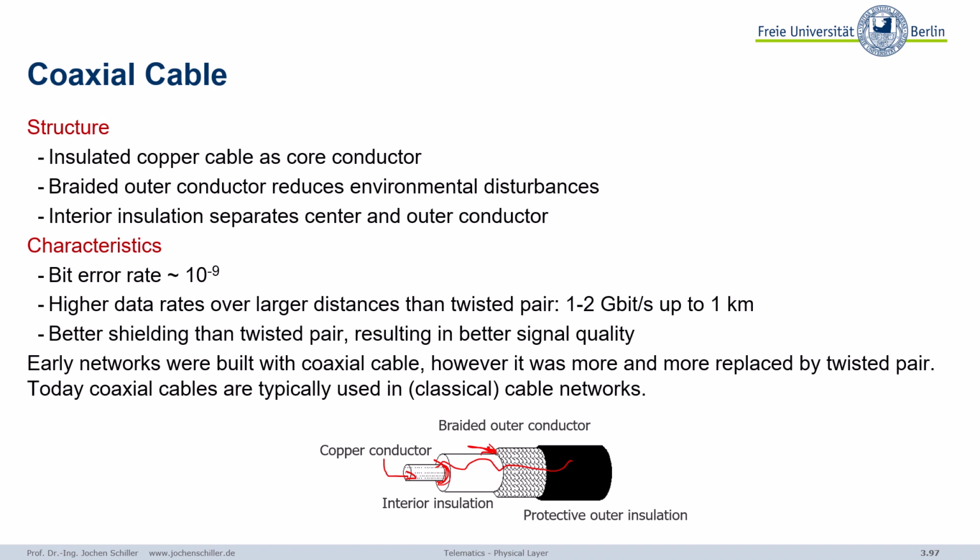Quite good when it comes to bit error rate, and we have some gigabit per second up to a kilometer, and this is why the cable distribution systems can use this, for example. Yes, fiber is always better, but that's also one way of doing this. Better shielding compared to twisted pair, better signal quality. And early networks used this coax cable also for LAN installations. So the first Ethernet installations used coax cable, but today you don't see them anymore. So classical cable networks also use this. If they're there in a building installation, you can use this. But if you do a new installation, you would not use them.